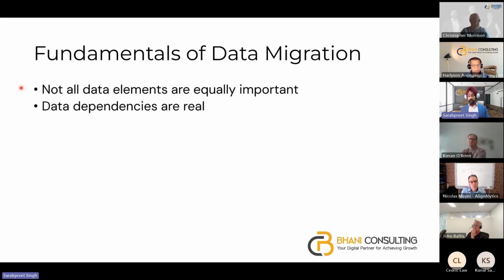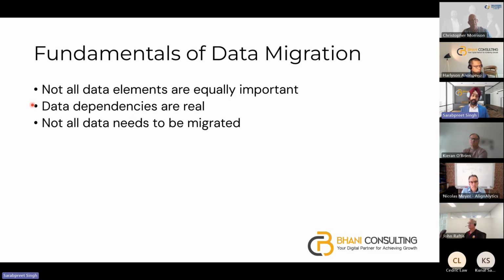The second one: data dependencies are real. That's really important for us to understand. There is a set pattern, a set of dependencies we need to understand to migrate data into new ERPs. And generally all that information is given by the ERP vendor. So we cannot randomly put parts in or customers in. There is a certain sequence, like a hard dependency, and all that data must follow that sequence. Again, it gives us the opportunity to prioritize what is important, what comes first, followed by the subsequent dependencies.